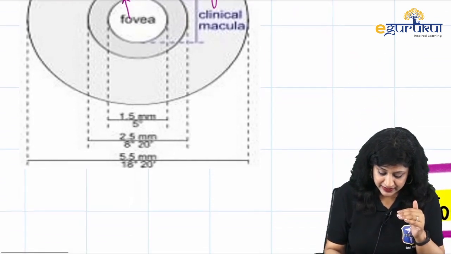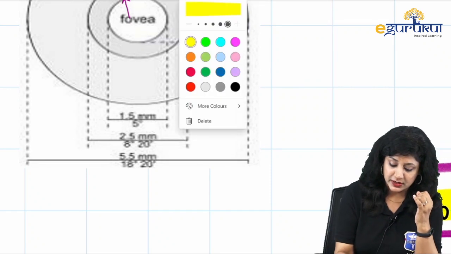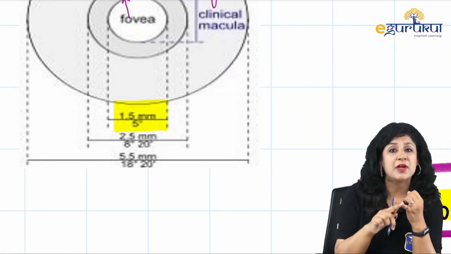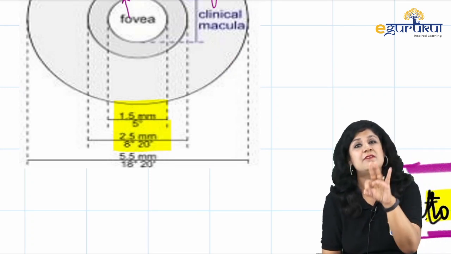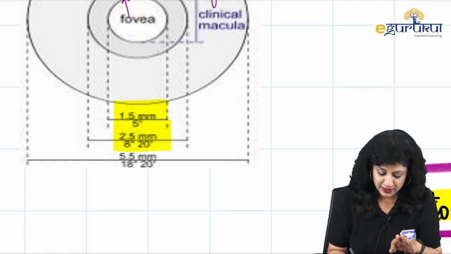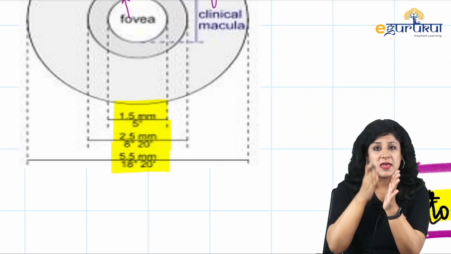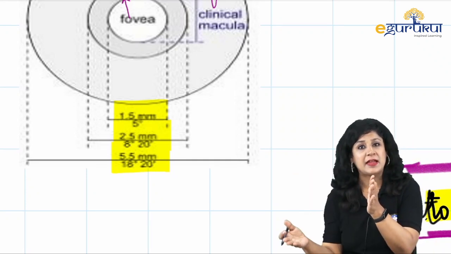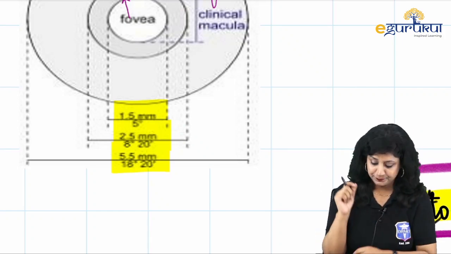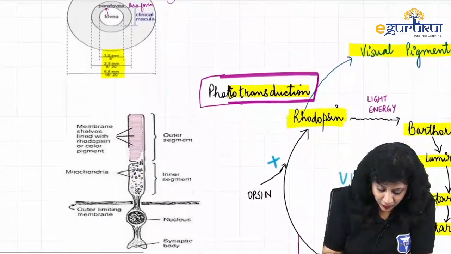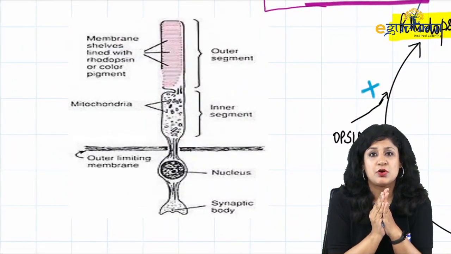Now, if you look at it diameter-wise, the fovea centralis is 1.5 mm, then you have the parafoveal, which is 2.5 mm, and then the perifoveal, which is 5.5 mm. So you can remember it as parafoveal, perifoveal, and then macula: 1.5, 2.5 and 5.5 is your total macula. Alright. Now, we come to the different layers of the retina.